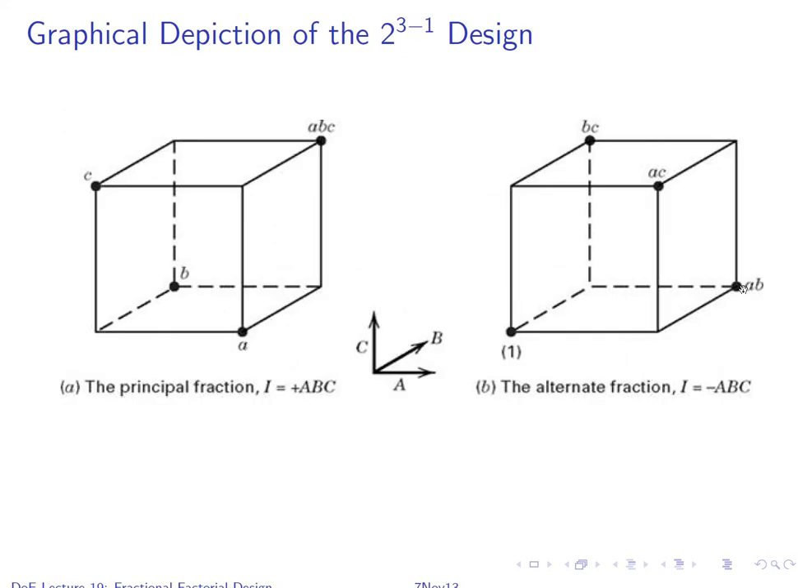So here's a graphical depiction of the 1/2 fraction design. You see in the cube that's on the left the 4 experimental runs that are highlighted with the dots show first where A is high and BC is low, B is high and AC is low, C high, AB are low, and ABC, they're all at the high level.